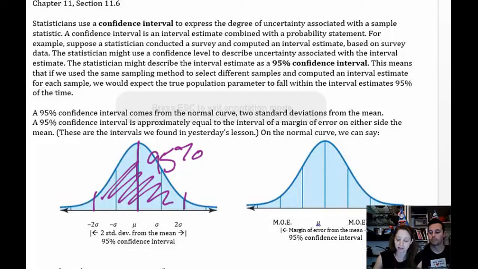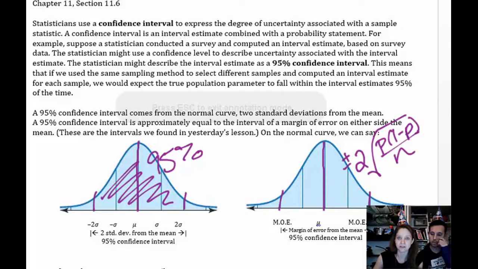When we calculated margin of error, the formula from yesterday, we found that formula was plus or minus 2 radical p times 1 minus p over n. That was calculating 2 standard deviations on either side of the mean.